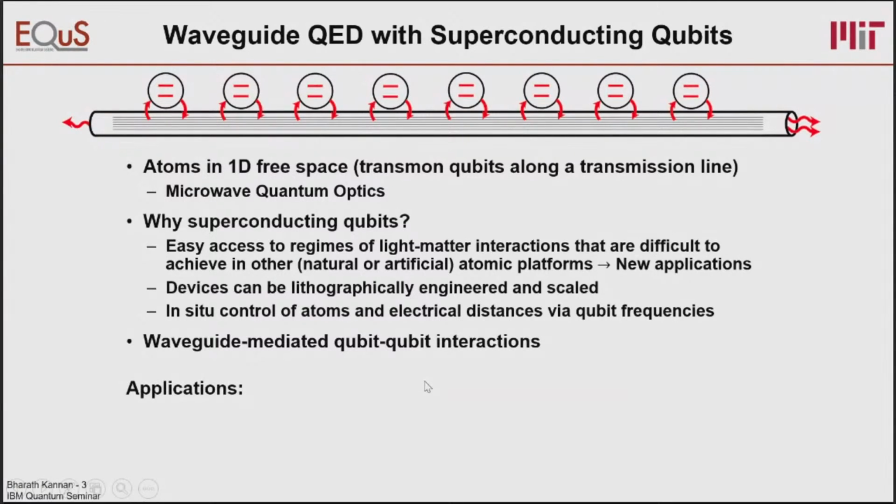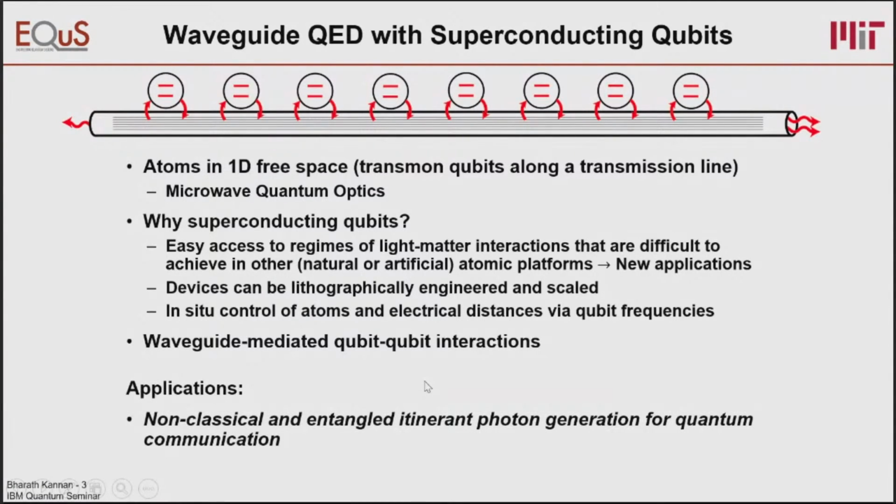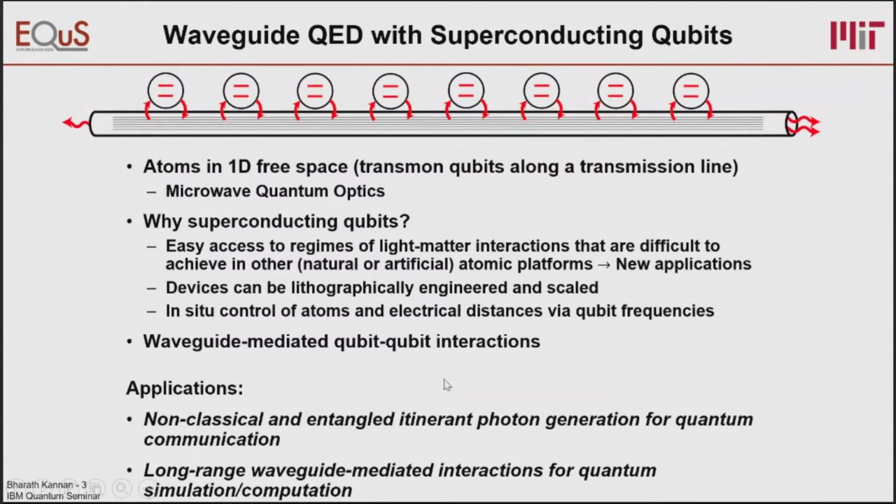When we think about applications, maybe one of the more obvious ones, because we're coupling to this open degree of freedom, is using this sort of architecture to generate non-classical and entangled itinerant or propagating photons, which can then be applied towards quantum communication protocols. We can also think about using these waveguide-mediated interactions for long-range interactions between qubits, which can be applied in maybe quantum simulations or computation itself.